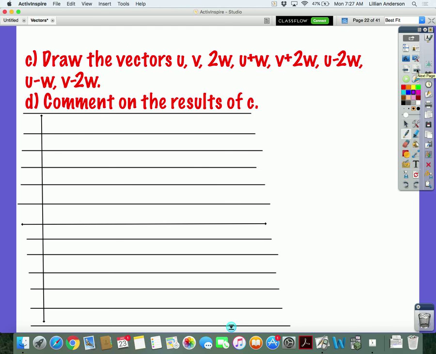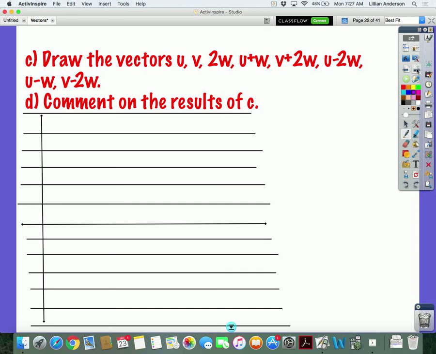Now, this next one, we're going to draw vector u, vector v, 2 times vector w, vector u plus vector w, and all these other ones. And then we're going to comment on our results from part C. Okay, so all this basically goes together. So we're going to use the fact from the previous slide that we have u and w and v, and we're going to draw each one of these vectors, okay?